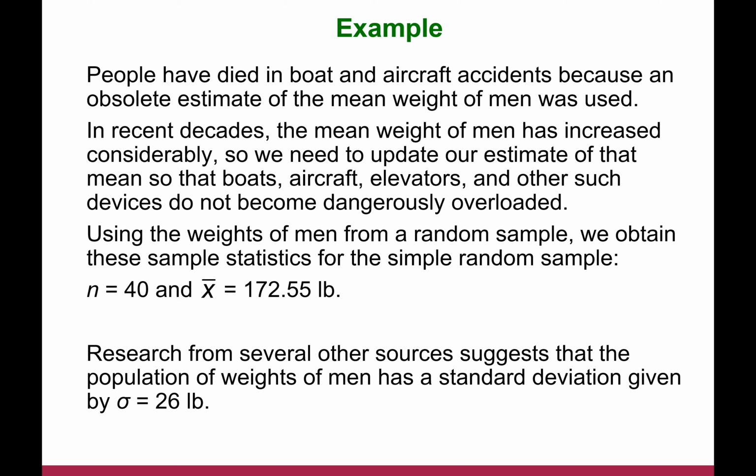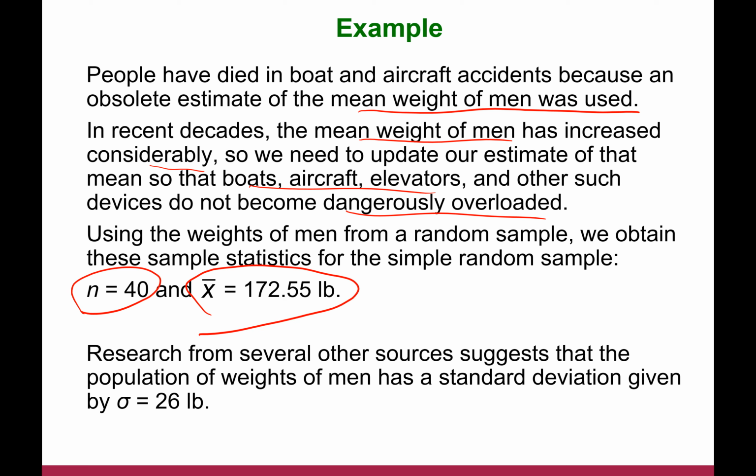People have died in boat and aircraft accidents because an obsolete estimate of mean weight of men was used. In recent decades, the average weight of men has increased considerably. So we need to update our estimate of that mean so that boats, aircraft, elevators, or other such devices do not become dangerously overloaded. Use the weights of men from a random sample. We obtain these sample statistics for the simple random sample: sample size equals 40, sample mean equals 172.55. Research from several other sources suggests that the population weight of men has a standard deviation given as sigma equals 26 pounds.